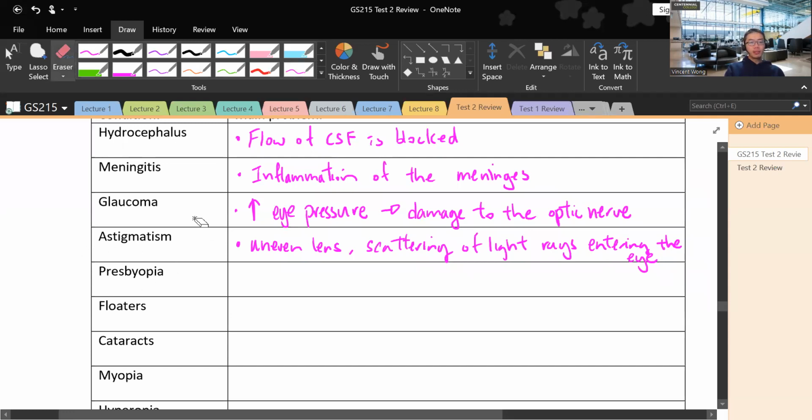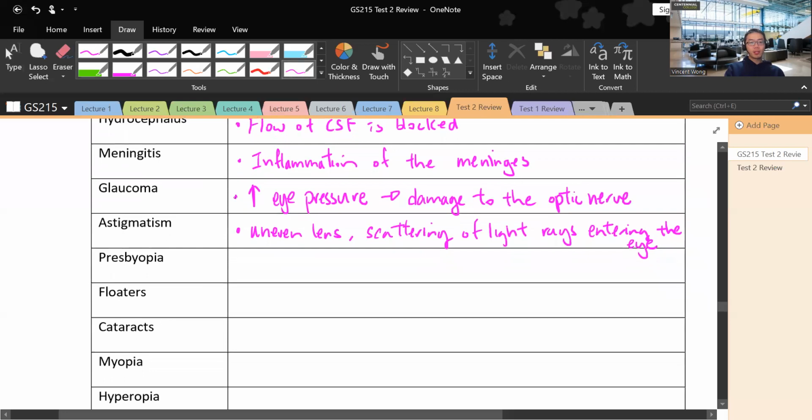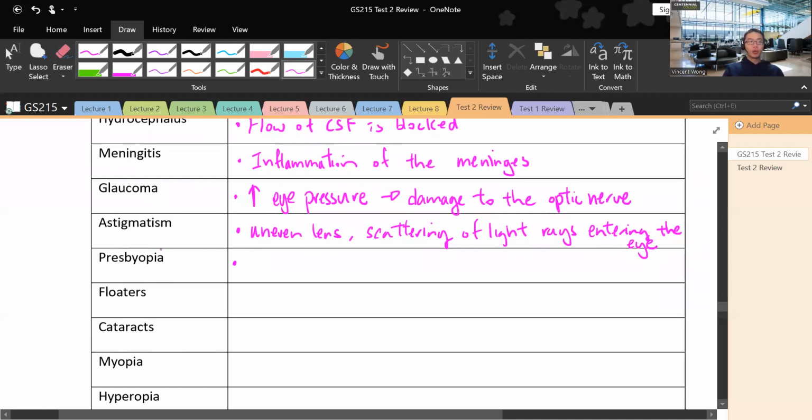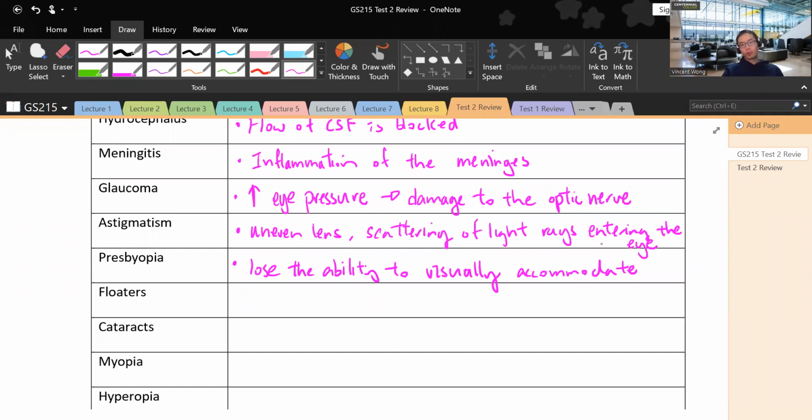Presbyopia. Anybody want to try that one? Presbyopia. What happens in presbyopia? Visual accommodation, decrease in visual accommodation. Exactly, right? So presbyopia is as we get older and older, we basically lose the ability to visually accommodate. What that means is you cannot change the shape of the lens quickly as you shift the focus. There are other things that happen as well during the shift of focus, right? But that's the main one, changing the shape of the lens.